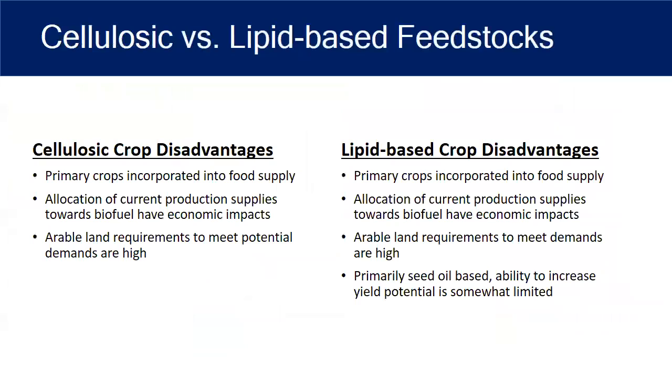Both of these have some disadvantages as far as scalability, cost effectiveness and applicability go. The primary feedstocks are incorporated into the food system, things like corn, soybeans, canola. Allocation of current production supplies towards biofuel at current production rates could have potential economic impacts. When you go to buy your corn at the grocery store, it's going to cost you a little bit more, or the meat, because it costs more to feed the animals if it's corn. And the arable land requirements to meet the potential demands for biofuel are very high, in the case of both. For lipid-based crops, there's another disadvantage in that the primary crops are seed-based, and the ability to increase the yield potential in these seed crops is somewhat limited at the time.